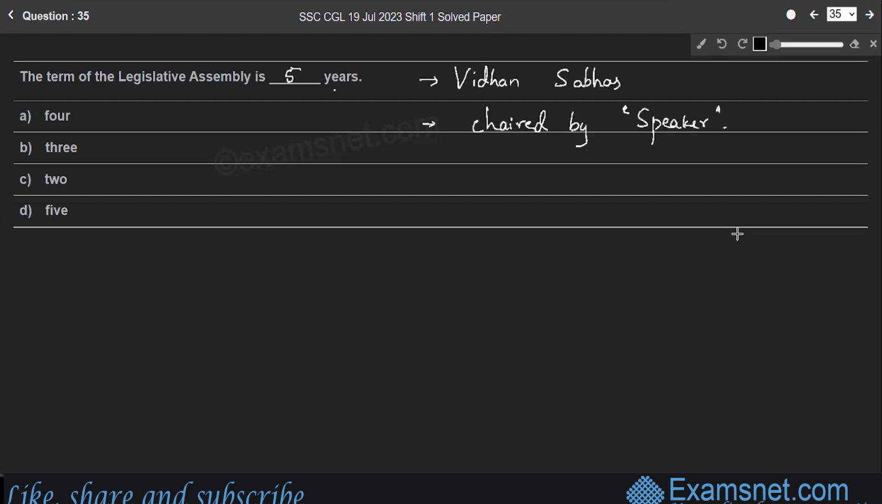The governor can summon and prorogue the state legislature and dissolve the state legislative assembly also. The state legislative assembly is directly elected by the people. Each member of the legislative assembly is directly elected to serve a 5 year term by single member constituencies. So the term of legislative assembly is 5 years. Option D is the right answer.